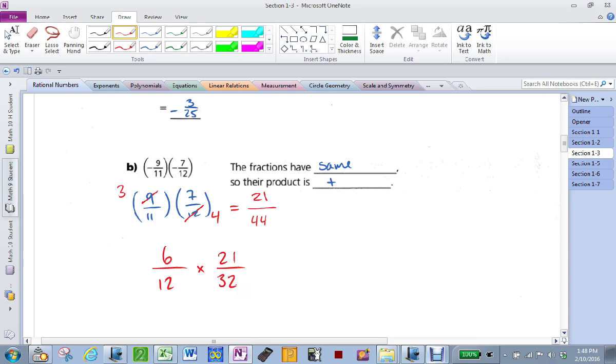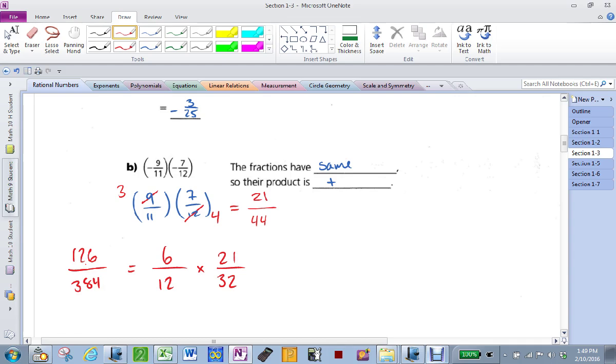If we were in grade 6, we would go straight across here, wouldn't we? First of all, is this answer going to be positive or negative? Positive, because they're both the same sign, right? If we were in grade 6, we would do 6 times 21, which is 126, over 12 times 32, which I can't even do in my head. 12 times 32. 384. Now, who would want to simplify that?